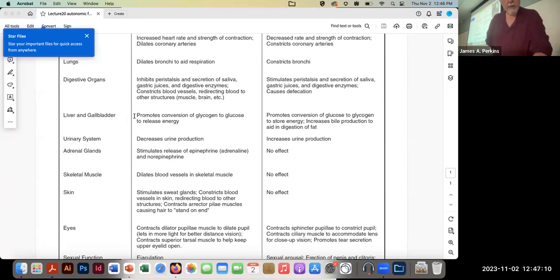In the liver, the sympathetic system tells the cells of the liver to convert glycogen into glucose and release the glucose into the bloodstream so that you have energy to support the action of the muscles and especially the brain, because the brain can only use glucose as a source of energy. So glycogen is basically a large molecule that consists of lots of small molecules of glucose all stuck together in long chains. This glycogen is stored in the liver cells, and when you need it, the liver cells can break that glycogen down and release the glucose into the bloodstream as a source of energy.